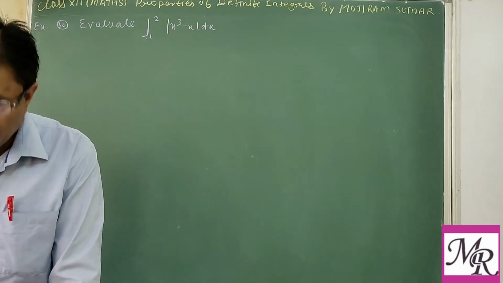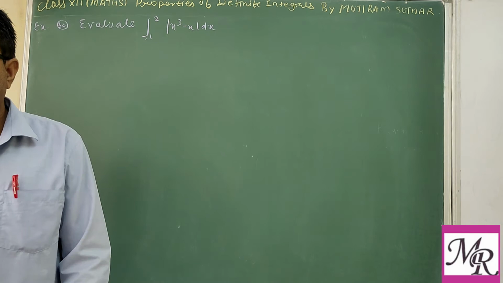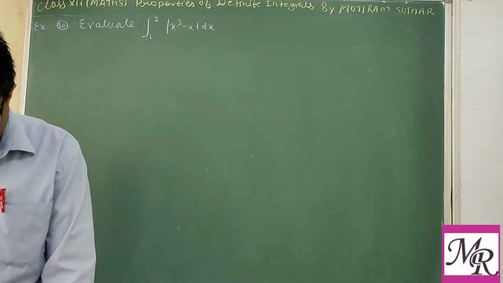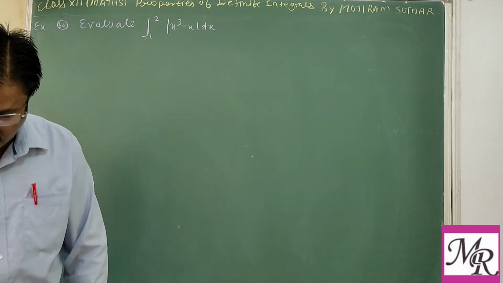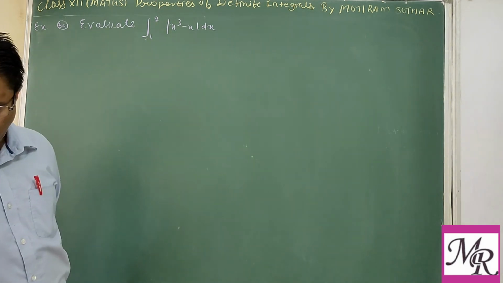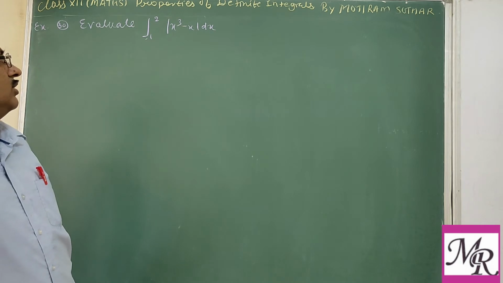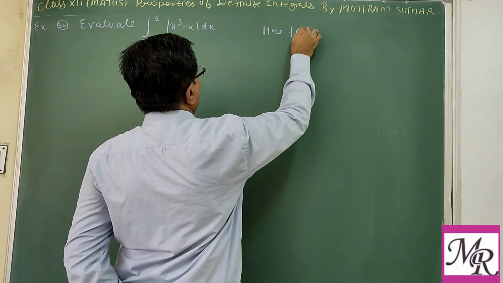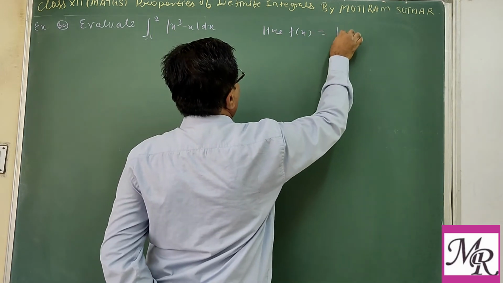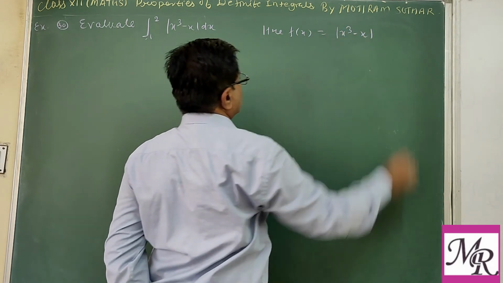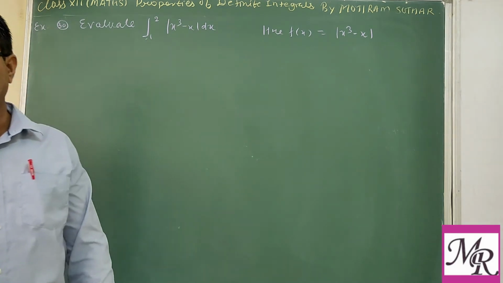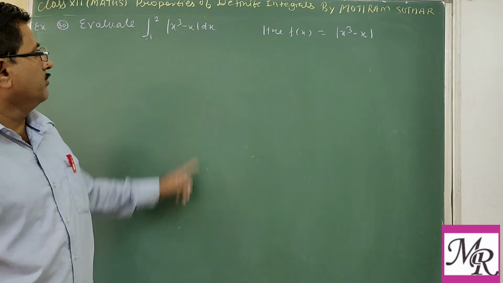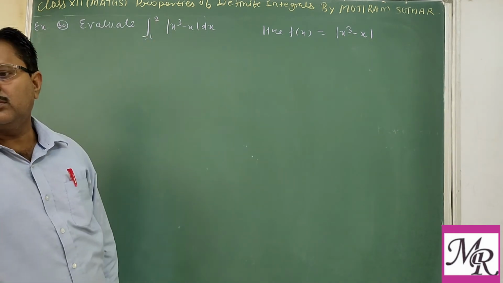Now to solve it, we have to check at what points the expression inside the modulus function is negative, and at what points it is positive. So you can say f(x) is mod of x power 3 minus x. Mod means this should be positive. So consider the value of x power 3 minus x, with limit from minus 1 to 2.